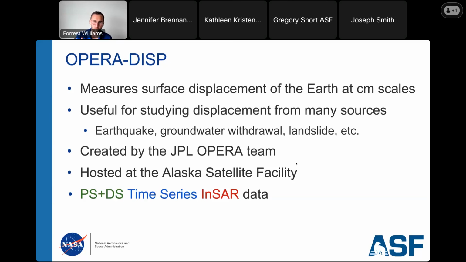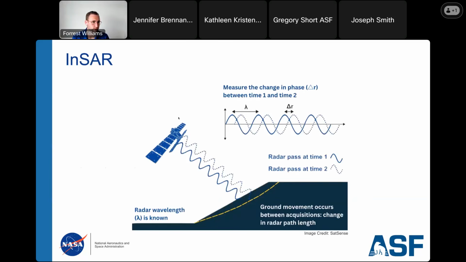And in terms of what type of analysis is actually contained within these products, these products are a PS plus DS time series InSAR dataset. Now, don't worry if several of those words in that statement didn't make a lot of sense to you. What we're going to be going over in the next set of slides is what exactly it means for something to be a PS plus DS time series InSAR dataset. So let's start with what is InSAR.